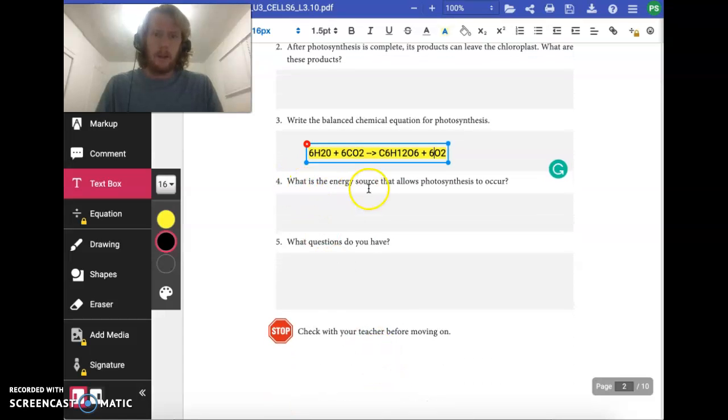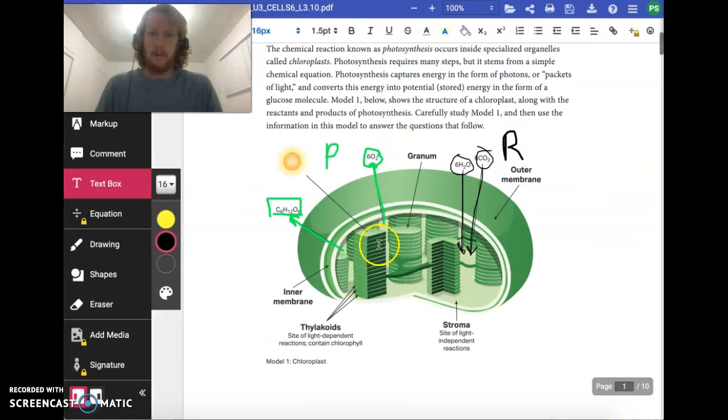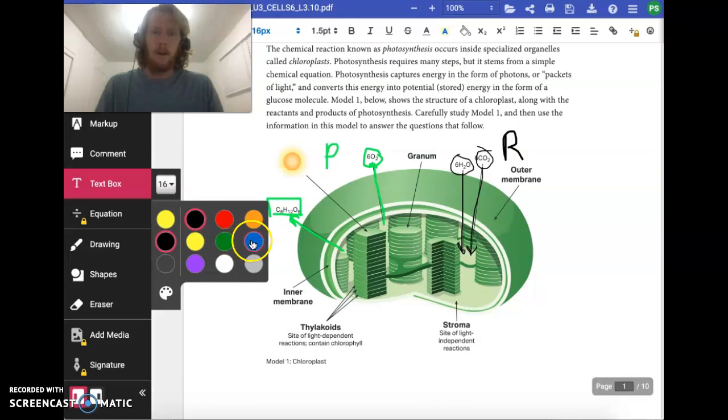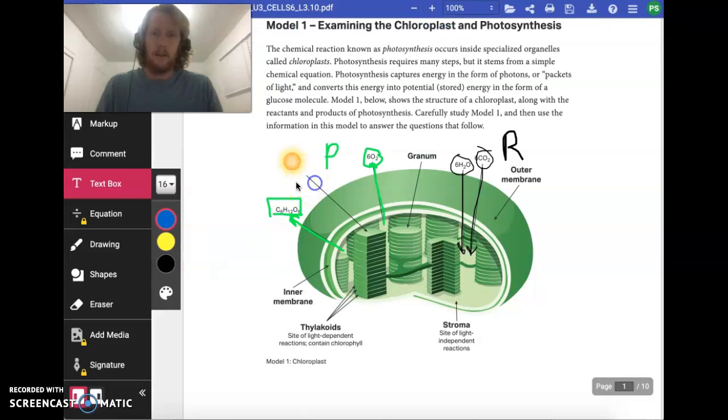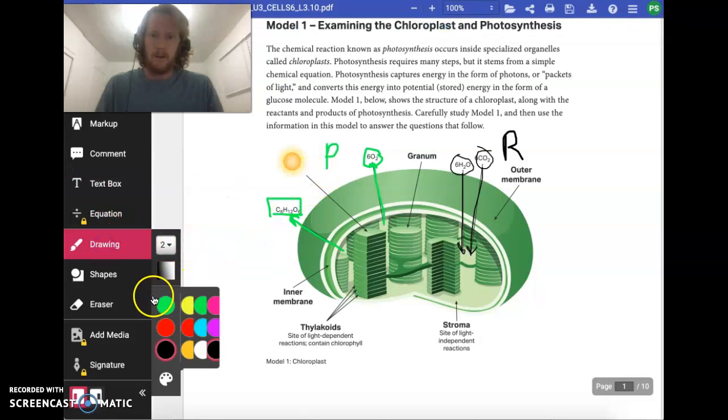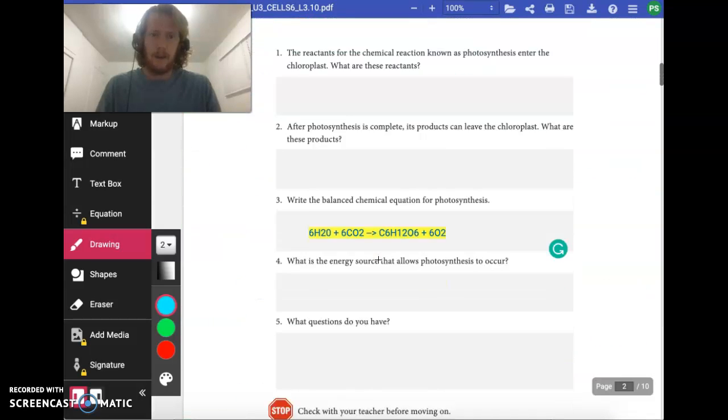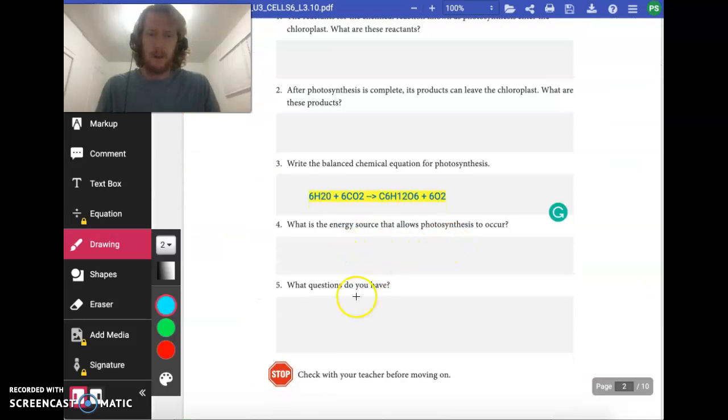All right, what is the energy source that allows photosynthesis to occur? All right, this is where our sun comes into play. Okay, back to drawing here. This is where our sun comes into play. So our sun going in is the energy source that allows photosynthesis to occur. So this would be the sun.